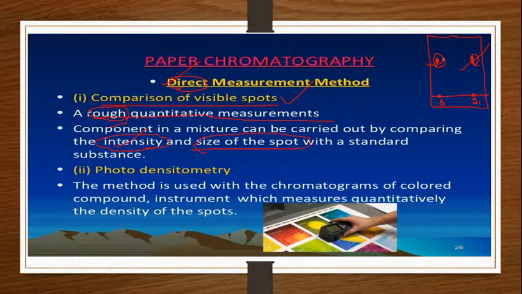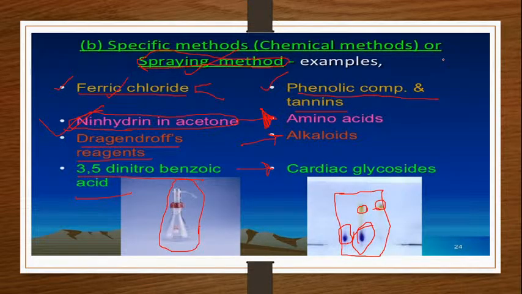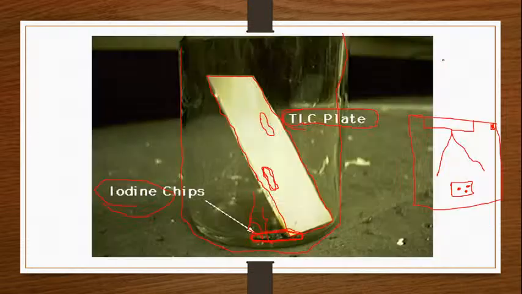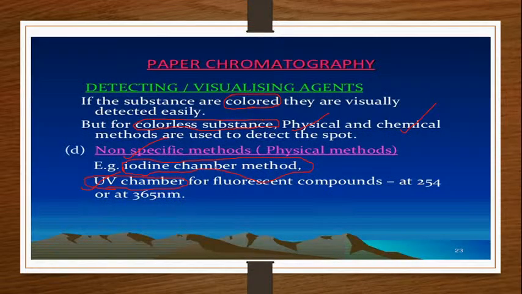We will have to go for two different methods, because if you carry out the analysis by using ninhydrin spray, then you cannot determine the alkaloids, and if you determine the alkaloids by using Dragendorff's reagent, you cannot carry out the analysis of amino acids. So you have to go for two techniques. In that case, if you are not comfortable, go for the non-specific techniques.